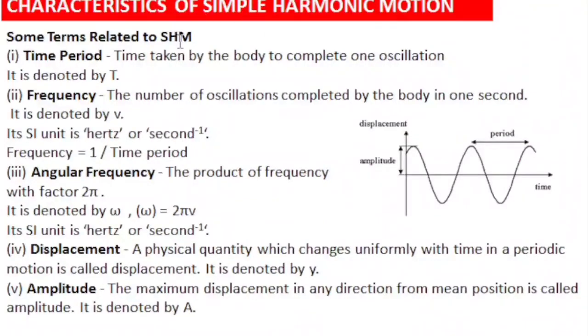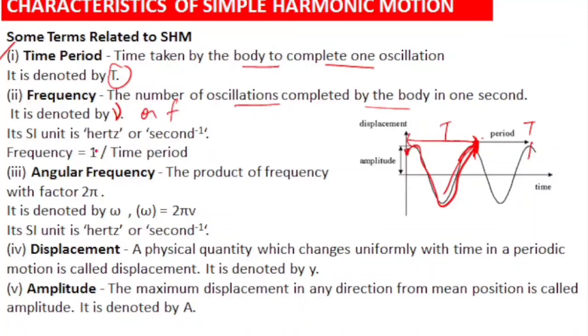Now, some terms related to simple harmonic motion. First one is time period. Time taken by the body to complete one oscillation is called time period and it is denoted by capital T. Suppose the body starts from this position, then it completes one cycle and again returns to the original position. So this is the time period, capital T, or from here to here again capital T. Frequency is the number of oscillations completed by the body in 1 second. It is denoted by nu or f, and is given by 1 by time period. Its SI unit is hertz or per second.